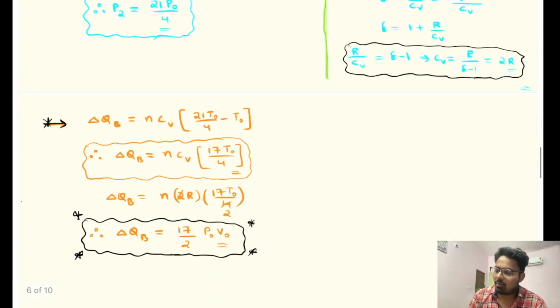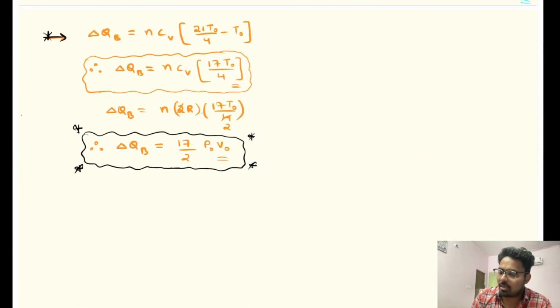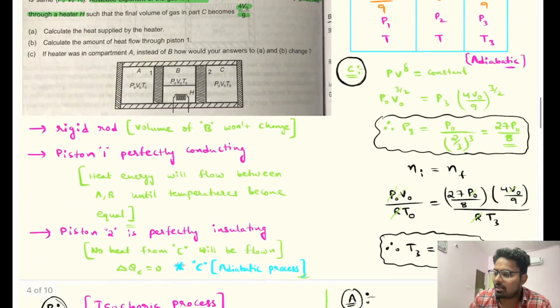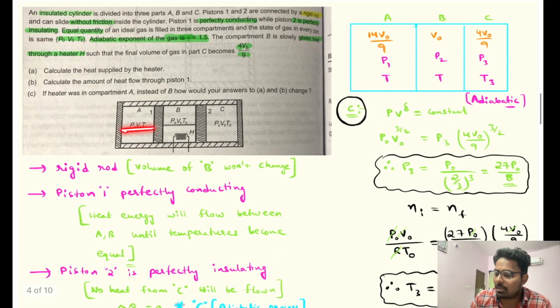Here is one more very important conclusion, because they are moving rigidly. The magnitude of work done in compartment A must be equal to the magnitude of work done in compartment C. Why? Because at every instant, the force from this side is equal to the force from this side. Whatever work is performed here, the same work is performed there, but here it's negative work because it is getting compressed. Work is done on the gas here, and there the gas itself is doing the work.